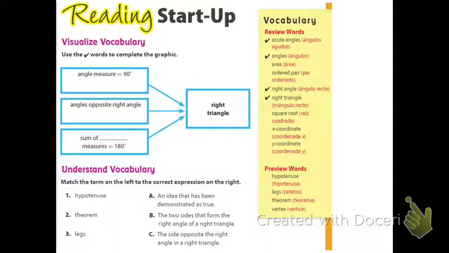So I want you all to take about a minute or two to go ahead and work on this right here, please. Yes, ladies and gentlemen, on here you're supposed to use the words that are checkmarked to complete this graphic. All right, so an angle that measures 90 degrees, what is that called? In a right triangle, angles opposite to the right angle, because we know that all the angles in the right triangle sum up to 180 degrees. So if one of those angles is 90 degrees, what do we know about the other two? And anyways, y'all can finish this on your own.